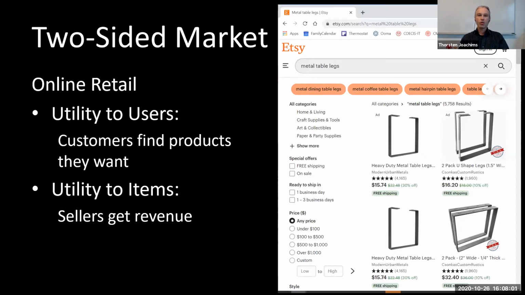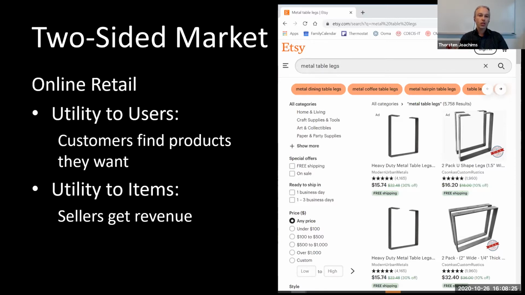Now, this retailer is really a matchmaker between suppliers and customers. So clearly, I draw utility when I go there and I bought these metal table legs. I draw utility out of that. I have a nice desk in my office now. I'm very happy with that. So the ranking here found me what I wanted.